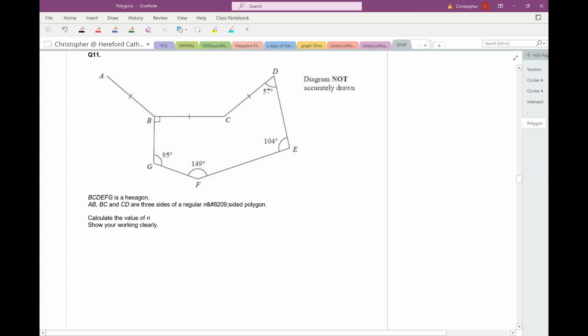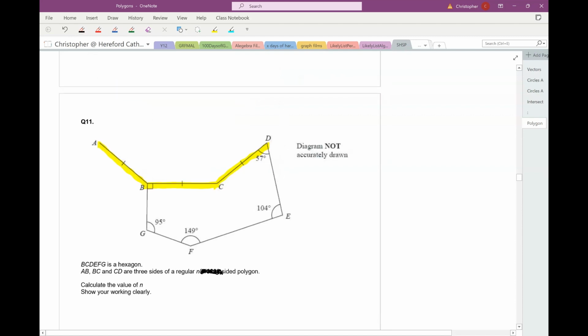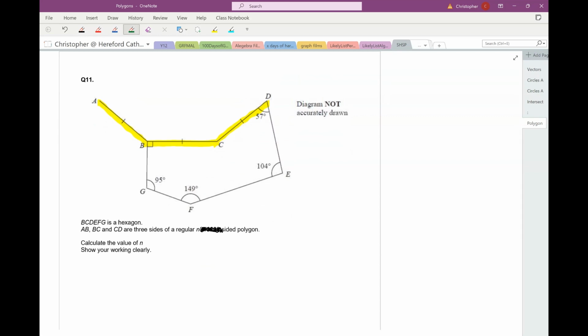Question 11. Right. B, C, D, E, F, G, that's this shape here. That shape there is a hexagon. It's got 6 sides, and we could count those to check, but I'm sure they're right. And then it tells you that AB, BC, and CD are 3 sides of a regular n-sided polygon. Okay. So those 3 sides are part of a polygon. I need to find the number of sides of the polygon and calculate the value of n.